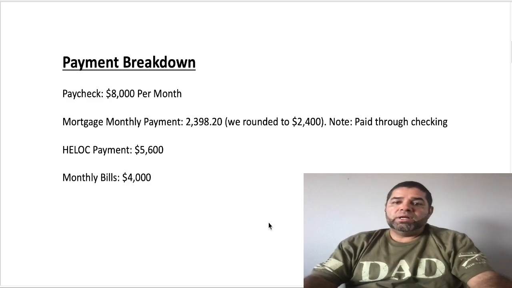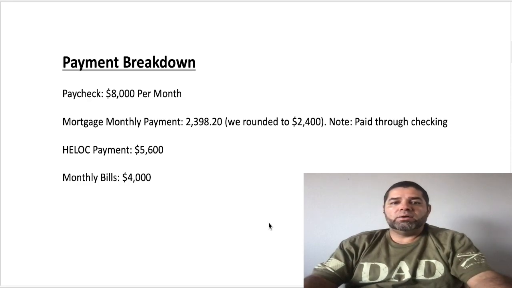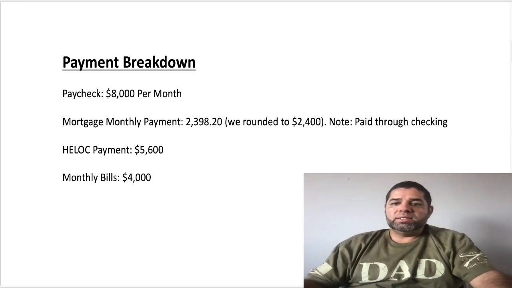Now the payment that you're going to apply to the HELOC is $5,600. And this is your paycheck minus the $2,400 that you're going to pay to continue paying your normal mortgage through a checking account. The leftover balance is $5,600. All that is going to be the payment to your HELOC. Now your monthly bills, we're going to say that they add up to $4,000. Now let's take a look at what this breaks down to.